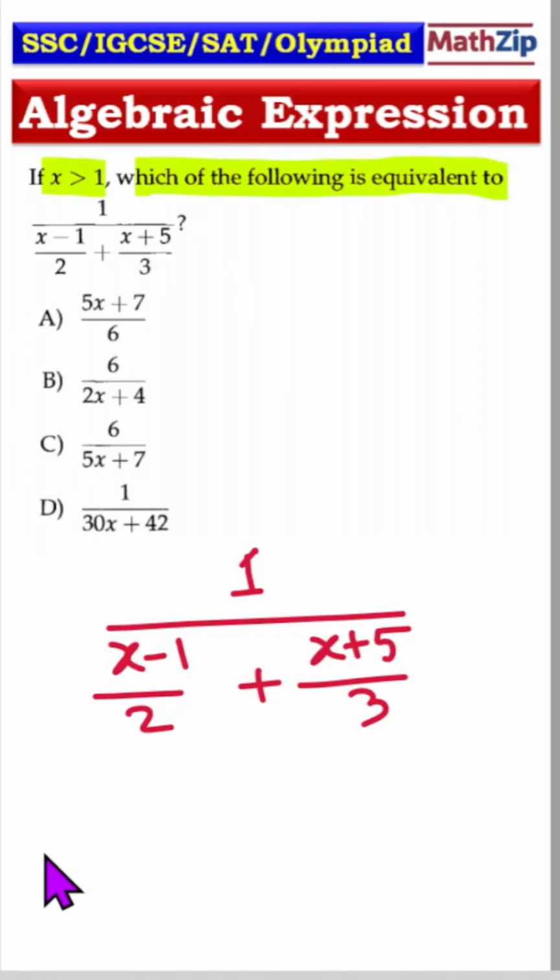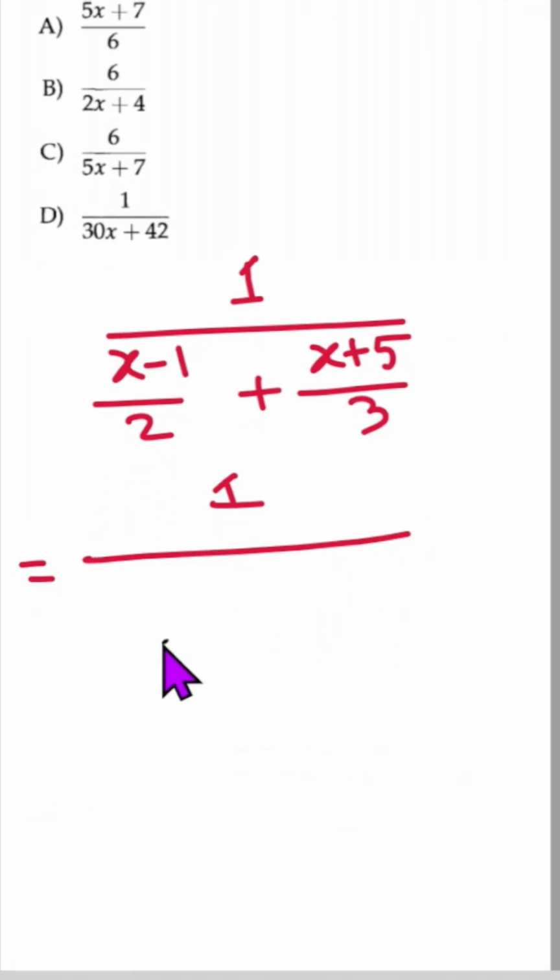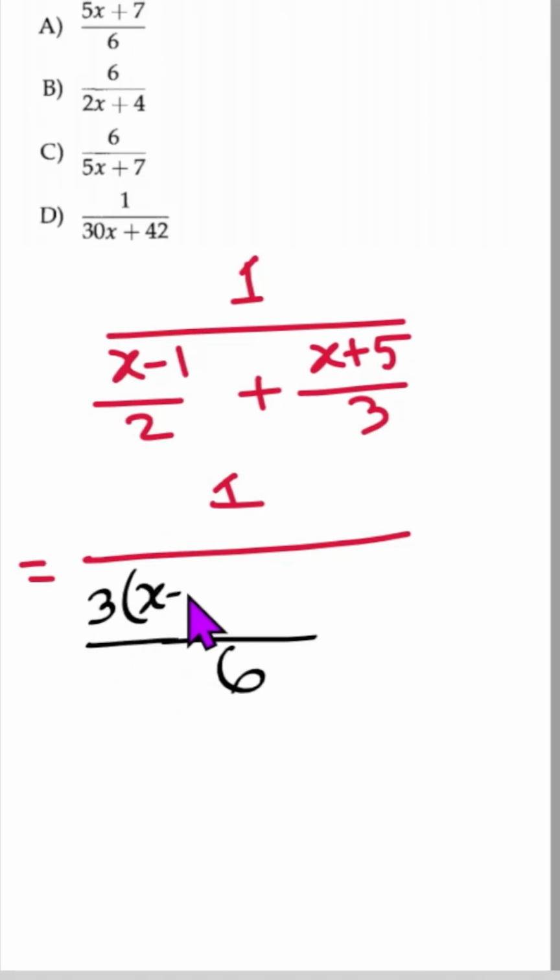First, in the denominator we will make an LCM. Here is 1, and here 2 and 3; the LCM is 6, right? So we can write 6 here. 6 divided by 2 is 3, so we can write 3 times (x minus y), plus 6 divided by 3 is 2, so we can write 2 times (x plus 5).